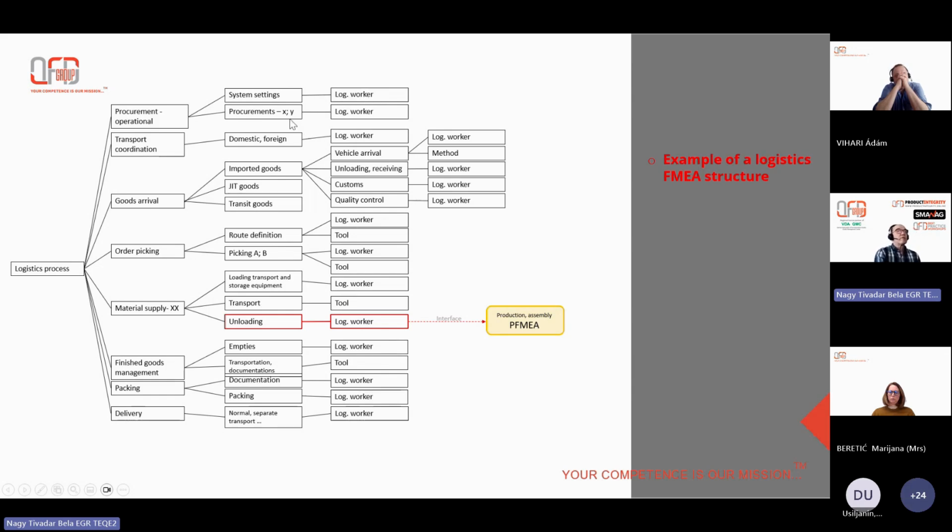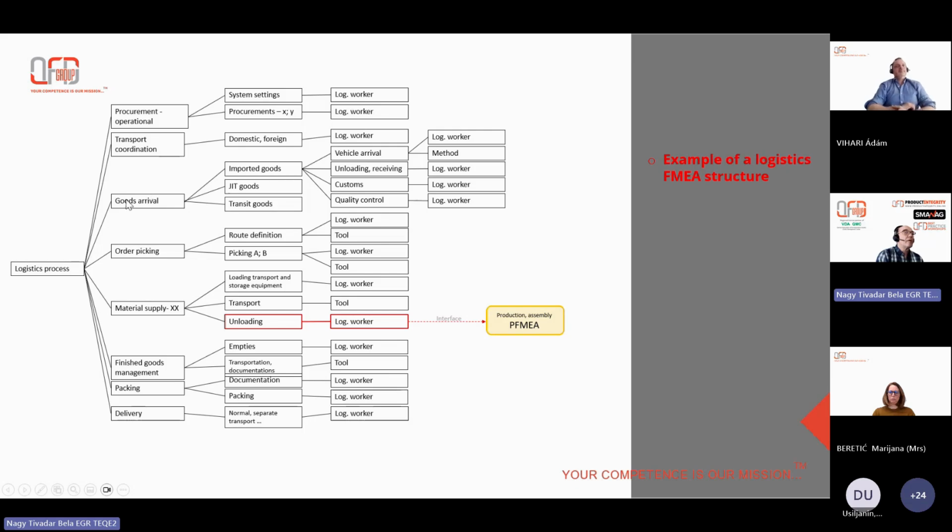Where is the focus in this case? You can see that levels 1, 2, 3, and 4 can be seen in the structure, and the previous slide had only 3 levels. In this case, the focus here is the causer, and this is a technical level, and this is the effect. So the structure will be here. The next one, transport coordination, could be domestic or foreign, work logger. The focus is always here. Here will be the causer, and here is the effect.